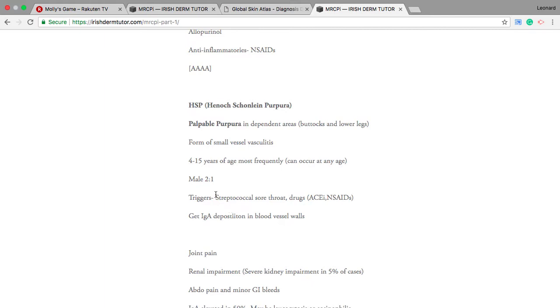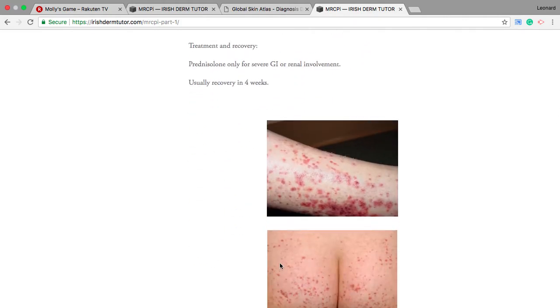Henoch-Schönlein purpura is a small vessel vasculitis, and it's often seen in children and teenagers, but it can also be seen in adults also. You tend to present with palpable purpura which affect the dependent areas, so the rash is often seen on the buttocks and it's often seen on the legs as well. And it might start off just as these hive-like lesions, but then it develops into these palpable kind of reddy purple purpura. So if you run your hand over it, it will feel raised.